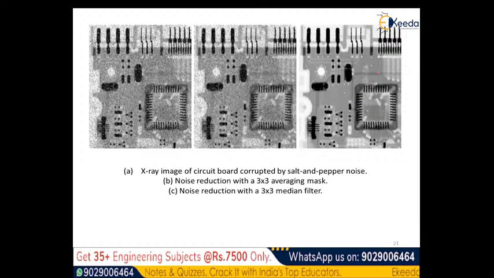So the selection of filters should be application oriented. When you have a noise reduction application of this type, especially salt and pepper noise, you should opt for the median filter instead of the averaging filter. And when you have an application where smoothing is necessary, you can opt for the averaging mask. Based on this salt and pepper noise reduction, we are also going to take one problem that can come in your examination for the subject image processing.